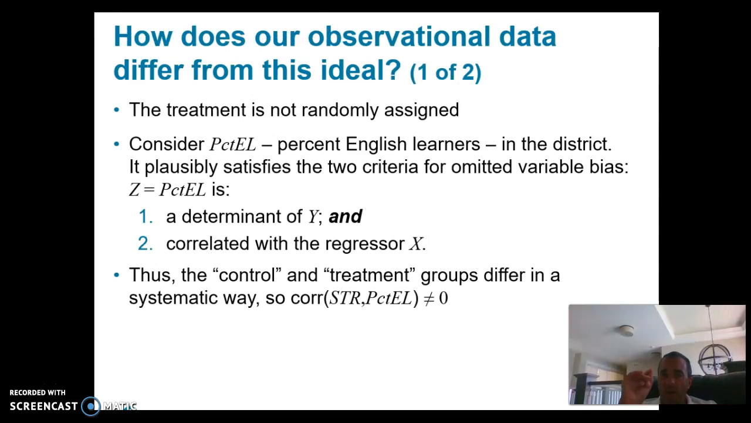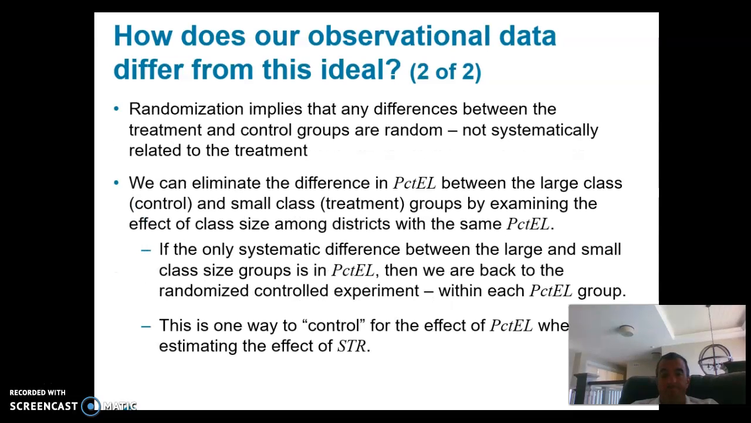Now, how do observational data differ from this ideal? The treatment is not randomly assigned. Look at the percent that are English learners in the district. Is it possible to satisfy the two criteria by omitting some variables? Some people think that if I omit certain variables, that will make the regression analysis more effective, which is not always the case. We have the control and treatment groups in different ways.